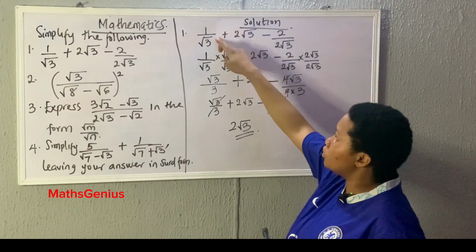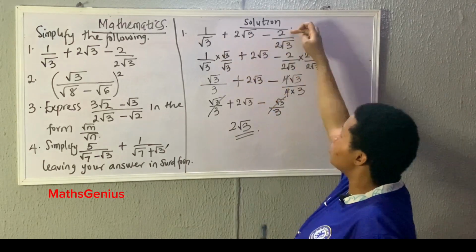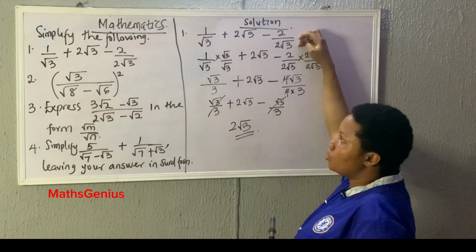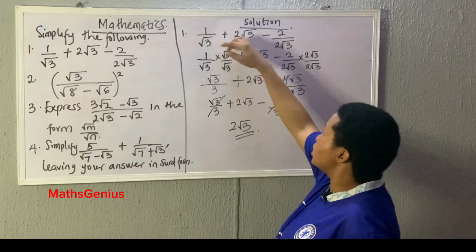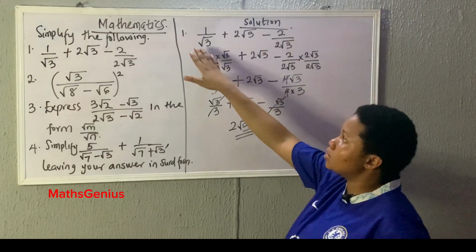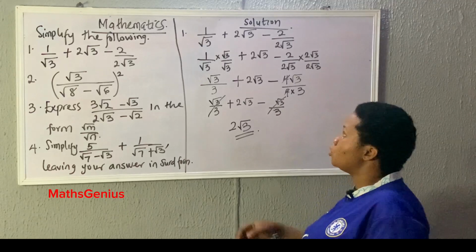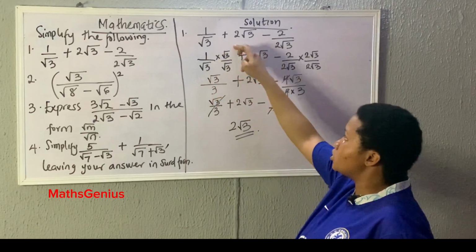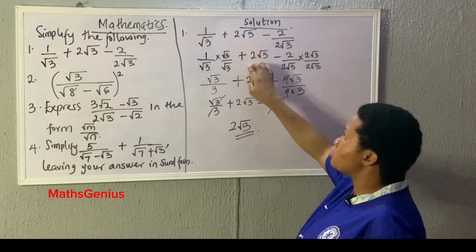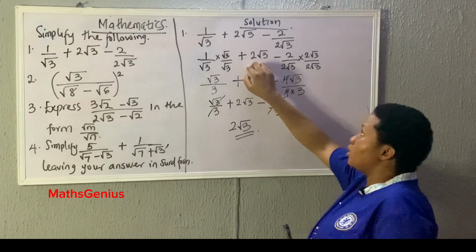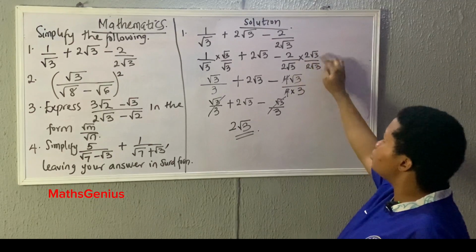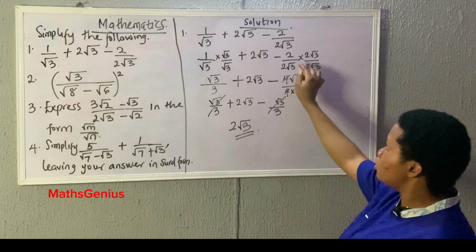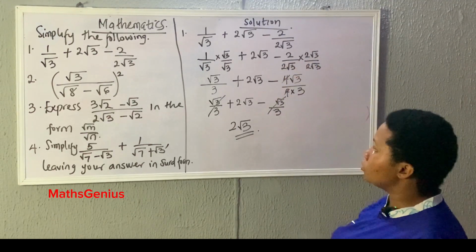We have 1 over root 3 plus 2 root 3 minus 2 over 2 root 3. The first thing for us to do is rationalize. We rationalize this root 3 and this 2 root 3 to eliminate the Surds from the denominator. So we have 1 over root 3 times root 3 over root 3 plus 2 root 3. There is no denominator here. Then minus 2 over 2 root 3 times 2 root 3 over 2 root 3 to rationalize this denominator.